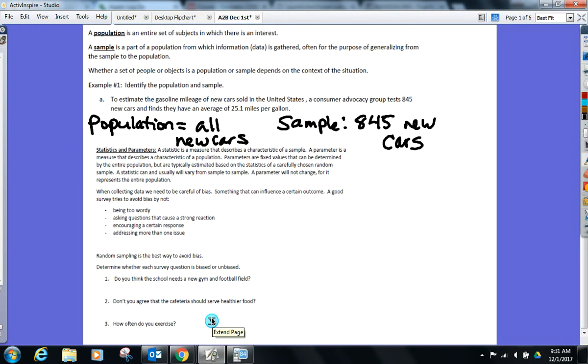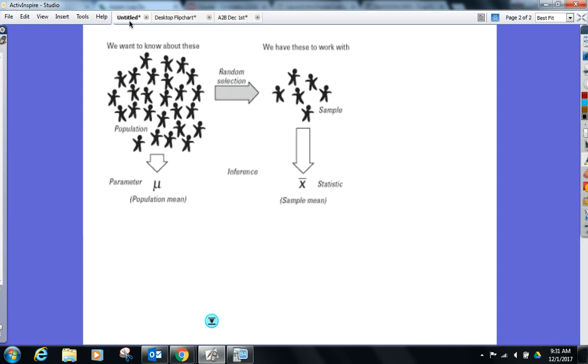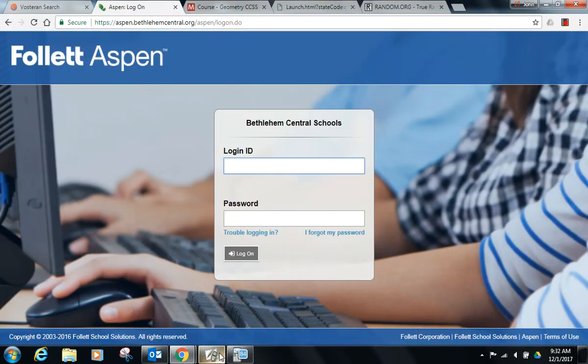Okay, statistic versus a parameter. You come up with a conclusion. What did we come up with for the 845 new cars? What did we find out about these 845 new cars? They average 25.1 miles per gallon. So this right here, this fact, the 25.1 miles per gallon, that's called a statistic. Whatever you find out about the sample is called your statistic. Whatever you relate back to the population, the fact you find about the population, that's called a parameter. So going back to my little chart up here, whatever you find out about the sample, that's called my statistic. Whatever you find out about the population, that's called my parameter.